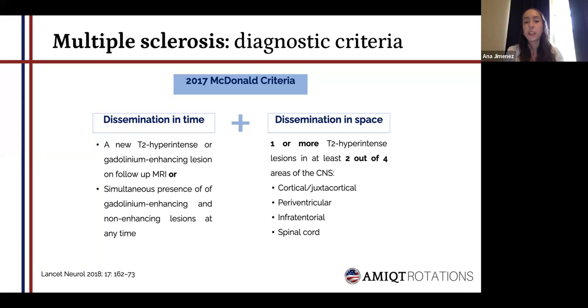And dissemination in space criteria means that he must have one or more T2 hyperintense lesions in 2 out of 4 areas of the CNS that are associated with MS compromise, which are the cortical or juxtacortical area, periventricular area, infratentorial, which means the cerebellum or the brainstem, and the spinal cord.